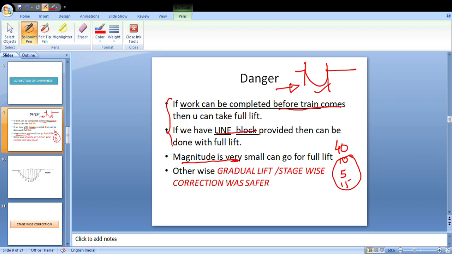In this condition you can directly start working. So in this situation you can directly start.